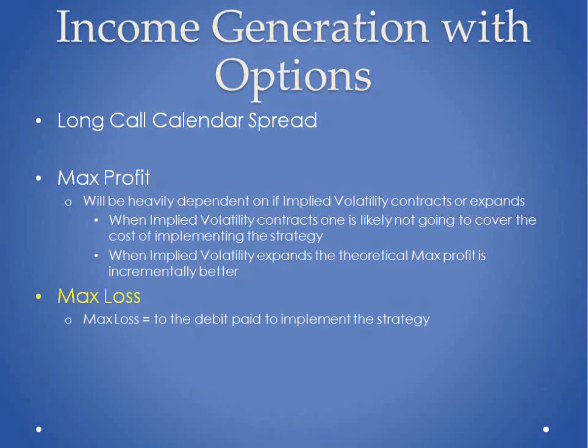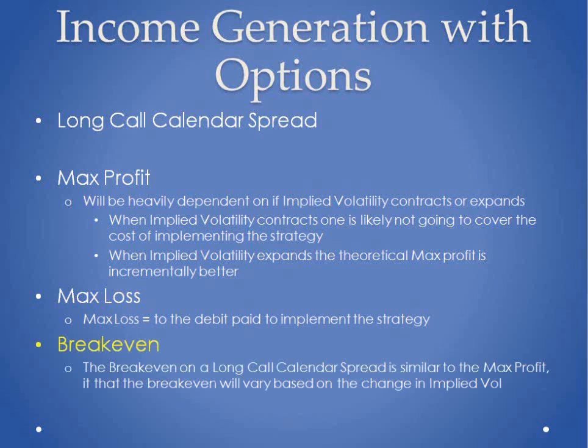And the max loss of this is the debit paid to implement the strategy. Remember, anytime you pay a debit, your max loss is the debit you paid, because an option buyer gains the right but not the obligation to exercise the contract. So your max loss is the debit you paid.